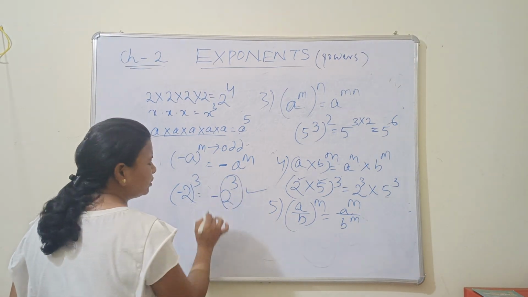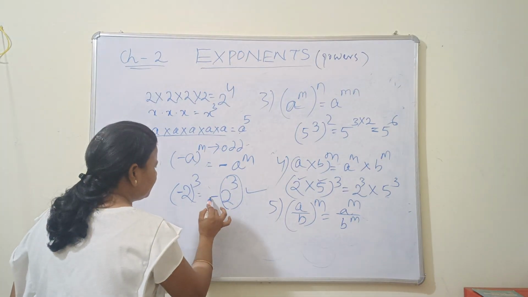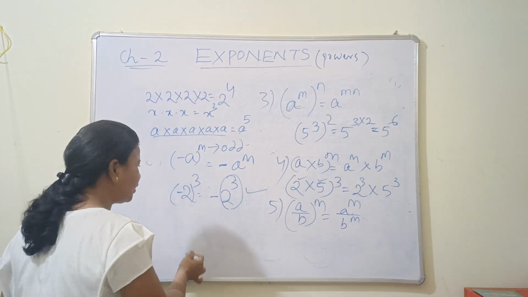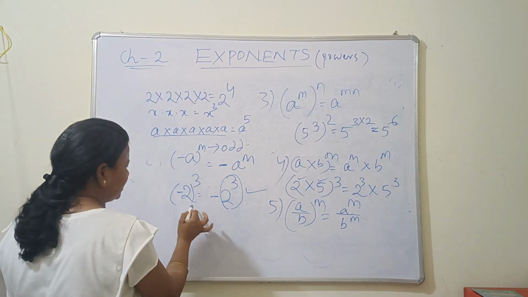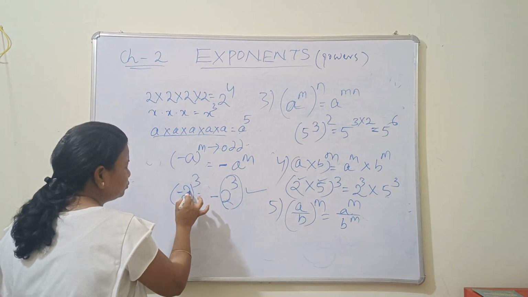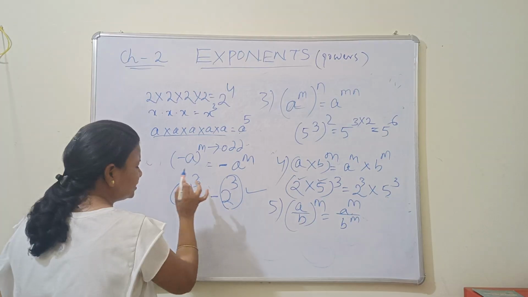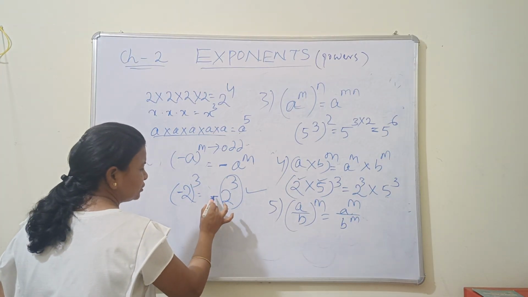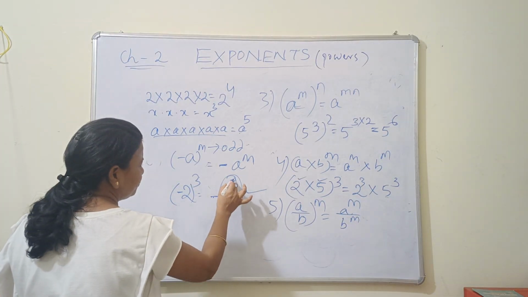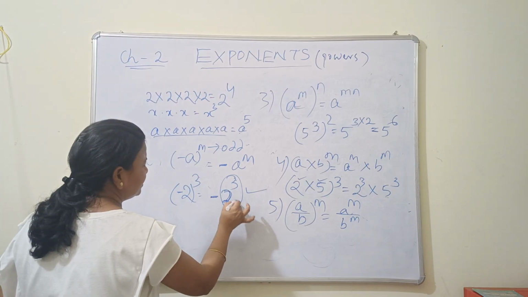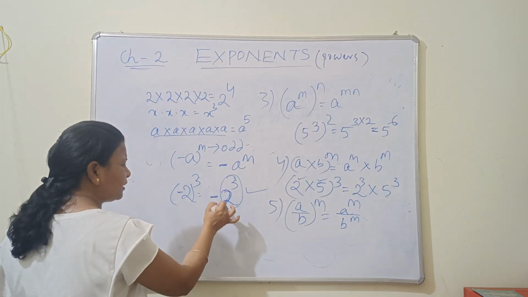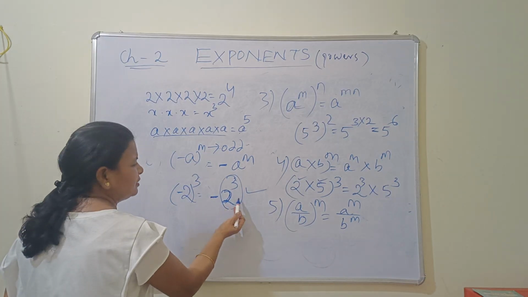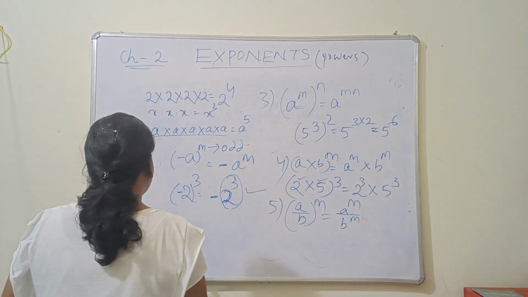8. So for minus 2 to the power 3, we simply write the answer with a minus sign, because 3 is an odd number. That's why the answer would be negative, and we put a negative sign outside this 2 to the power 3. Means 2 to the power 3 is 8, so minus 8 would be the answer.